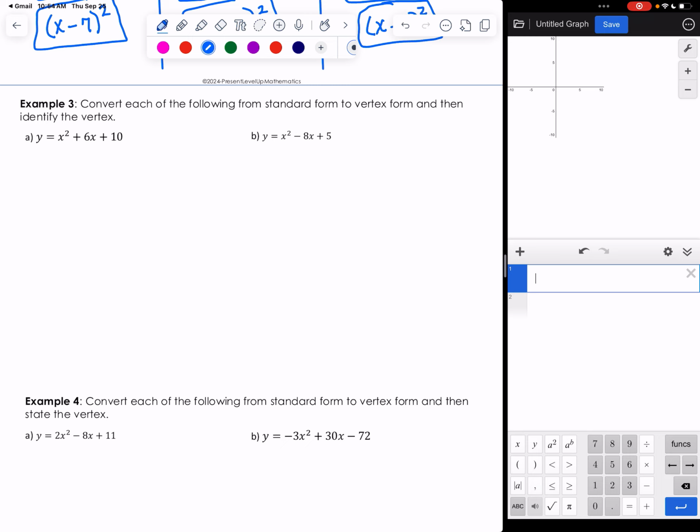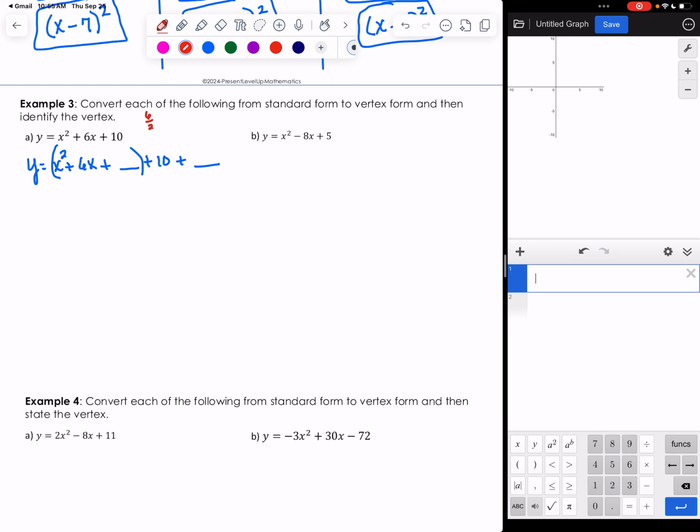All right, so the first thing you're going to want to do is we're going to group up the first two terms. So we'll say y equals x squared plus 6x plus blank and then plus 10 plus blank. All right, so what I did basically here is I moved that constant over, and what I'm going to do now is I'm going to figure out what number I would need to make that expression inside the parentheses a perfect square trinomial. So we learned this on the previous page.